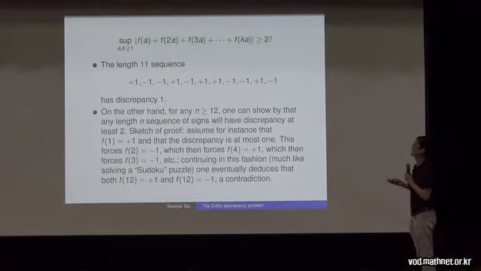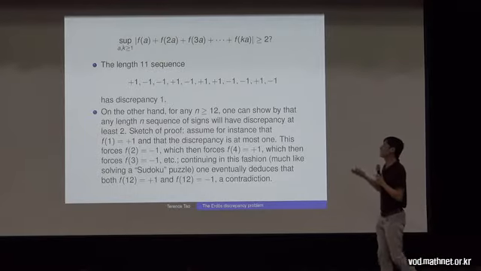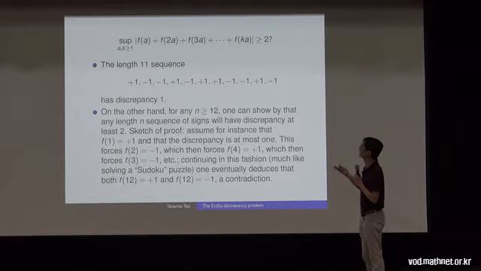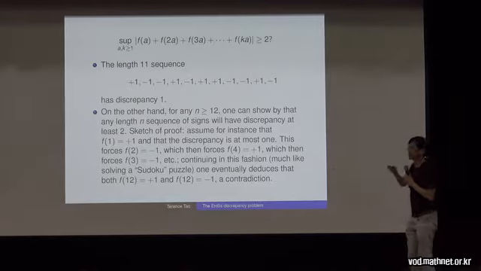Okay, so here's a sequence of 11 signs, plus 1, minus 1, minus 1, plus 1, and so forth. One can check, it's a little bit tedious, but this sequence actually has discrepancy 1. If you take any homogeneous progression, say for example 3 and 6, minus 1 and plus 1 add up to 0. Minus 1 alone gives you minus 1, minus 1 plus 1 gives you 0, minus 1 plus 1 and minus 1 give you minus 1 again. You never get plus 2 or minus 2.